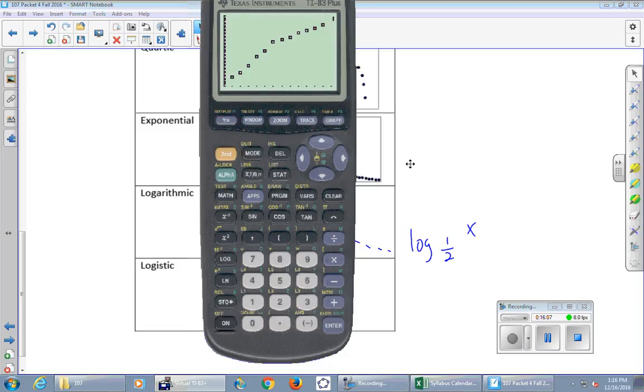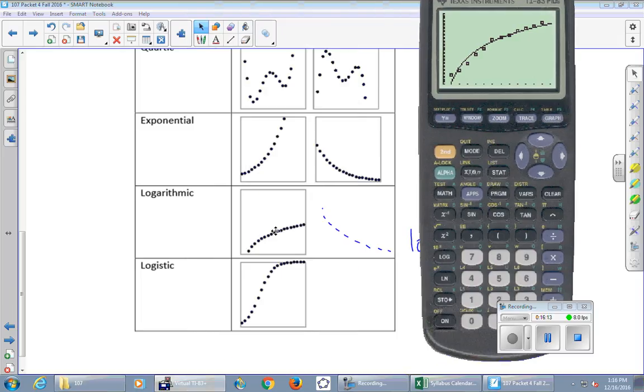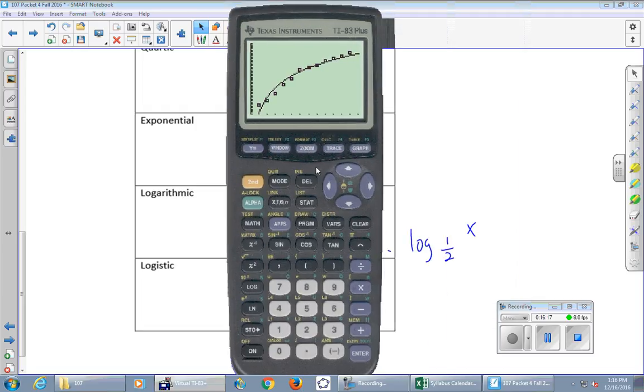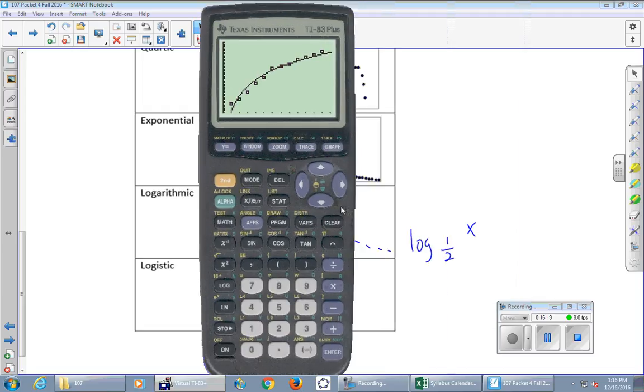And if I hit graph, it's going to show me the data, and then it's going to show me the curve. So first of all, does that graph look like our logarithmic picture over here? It sure does. Okay. All right, what do you think? Is that a good fit for the data? Yeah, it looks pretty good to me. It's off by a little bit down here. It's not perfect, but it's hugging these points pretty darn well.